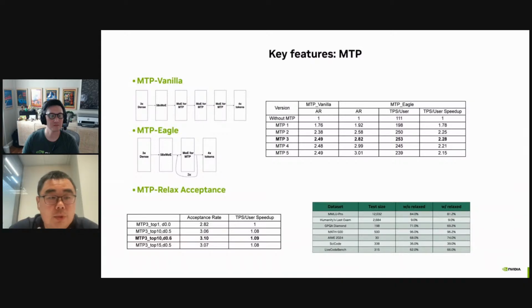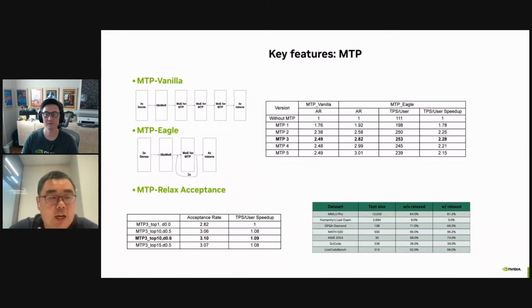Besides the vanilla version, we also explored the Eagle version. For the Eagle version, we have introduced the auto-regressive style. So the Eagle version has the same cost as vanilla, but we achieve a higher accept rate, and thus better TPS per user. Both the vanilla and Eagle versions are lossless. The third pattern, relaxed acceptance, is a lossy method.